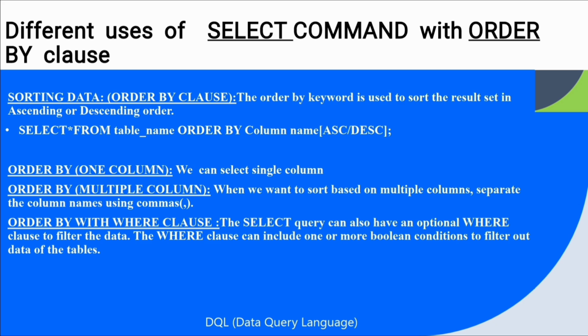The order by clause we can use on one column; we can select a single column. Order by clause with multiple columns: when we want to sort based on multiple columns, separate the column names using commas. Order by clause we can also use with the where clause. The select query can also have an optional where clause to filter the data. The where clause can include one or more Boolean conditions to filter out data from the tables.